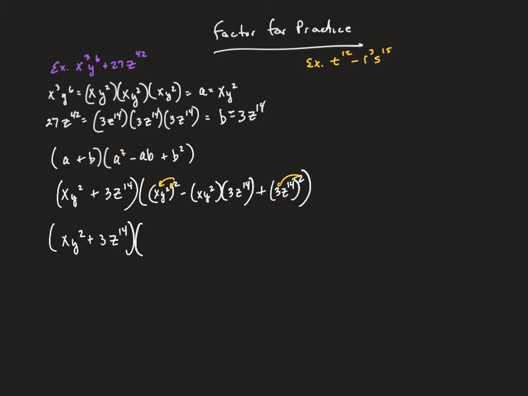So the new expression is going to be x squared y to the 4th minus 3x y squared z to the 14th plus 9z to the 28th. There you go. There's our factored form of that.